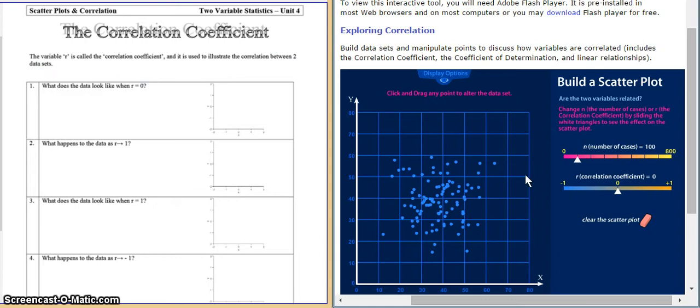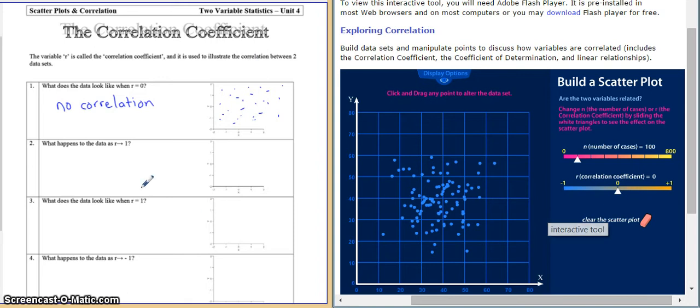Here is a scatter plot where the r value is equal to 0. What does the correlation look like when the r value is equal to 0? Hopefully you said it doesn't look like there's any correlation. So when the correlation coefficient, or r, is equal to 0, there is no correlation between the two variables. So your scatter plot just looks like a smattering of points, and you're not able to tell whether there is an upward trend or a downward trend.